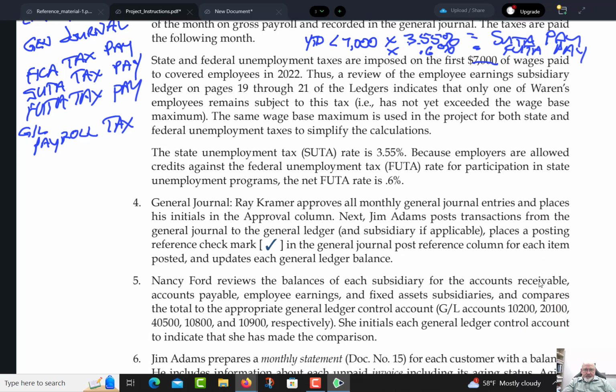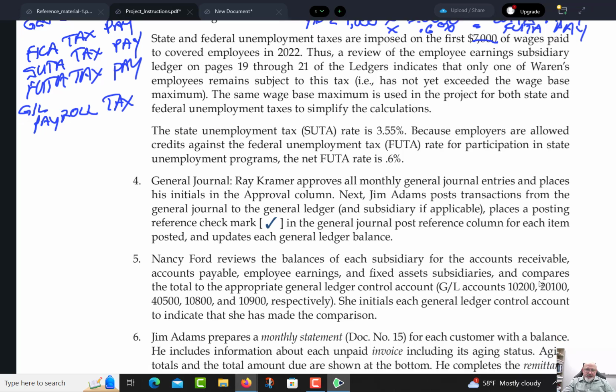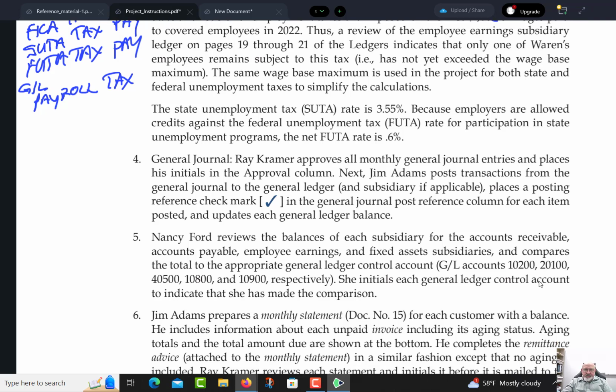Ray Kramer is going to approve all the monthly journal entries and put his initials next to those, and then Jim Adams is going to post transactions from the general journal to the general ledger. So basically you're updating the general ledger, updating the GL based on whatever is in these journals. And you're going to put a check mark in the journal where you post reference from that, posting from the general journal to the ledger.